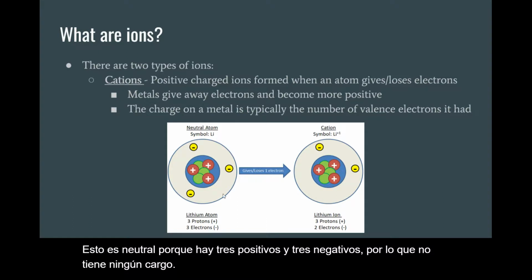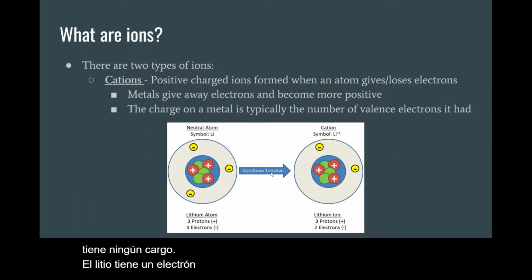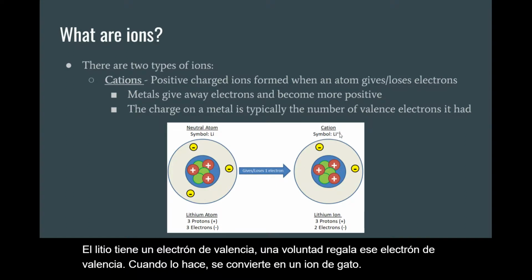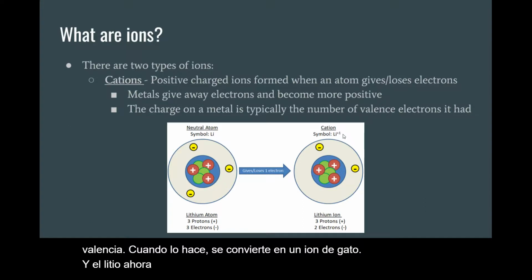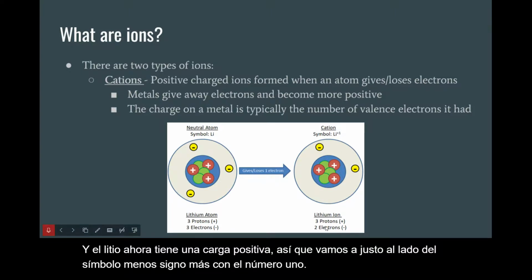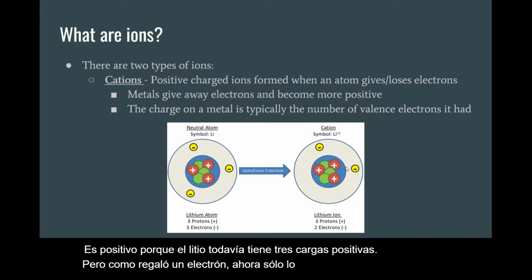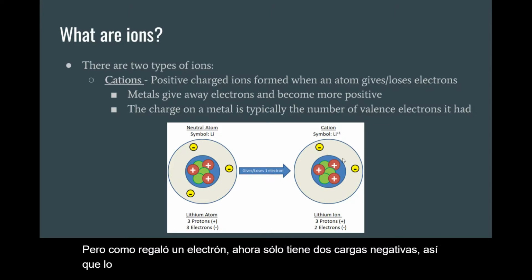Lithium has one valence electron and will give that valence electron away. When it does, it becomes a cation, and lithium now has a positive 1 charge. So we're going to write next to the symbol a little plus sign with the number 1. It is positive because lithium still has three positive charges, but since it gave one electron away, it now only has two negative charges. So it has one more positive than negatives.